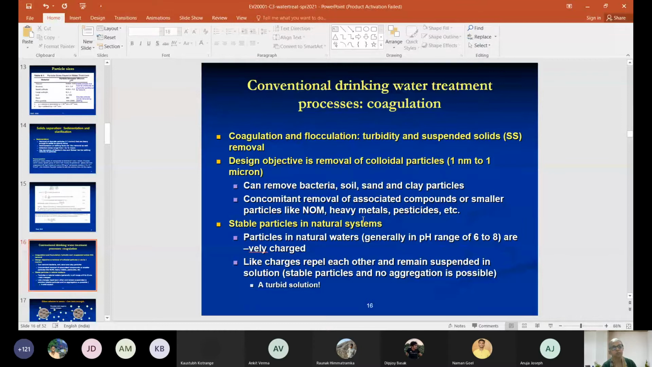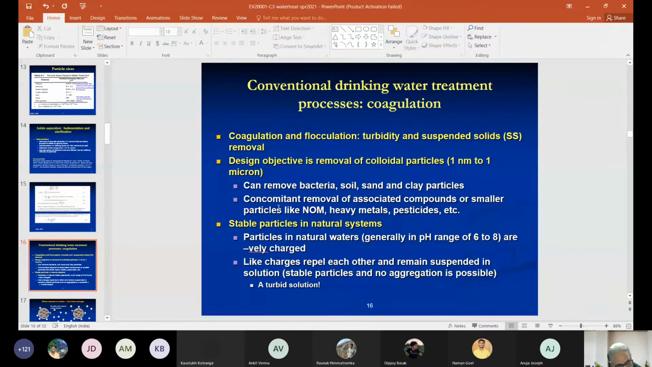So let me just explain what stable particles are, and then we can stop for a few minutes. So this is the first thing. We want to remove these sub-micron sized particles. Point number one. In the process of removing these colloidal particles, you may get removal of natural organic matter, heavy metals, pesticides, and so on.